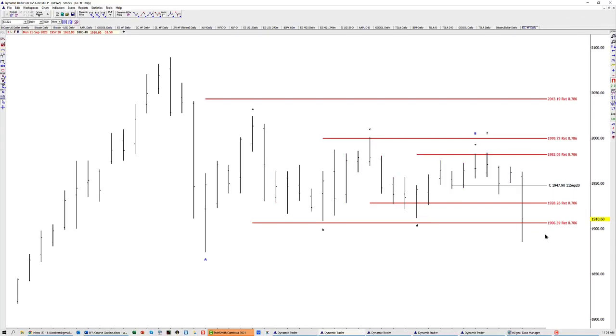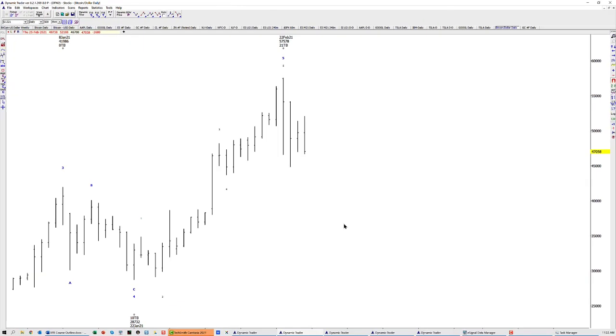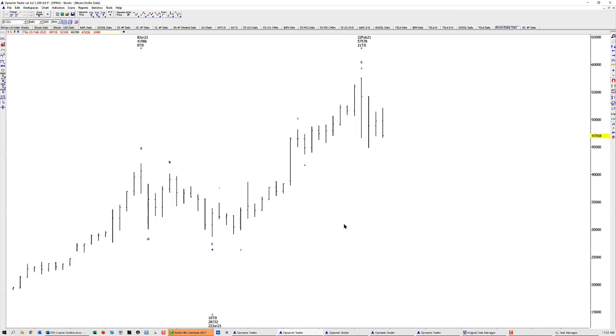More than likely, this indeed is the completion of a wave B, and we're going to continue the decline to complete a wave C. So let's take a look at this data. It's Bitcoin daily data. I'll move it over a little bit.